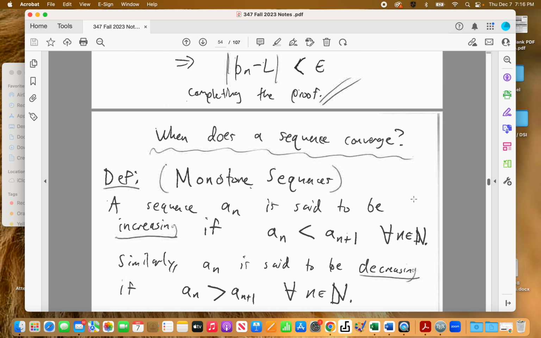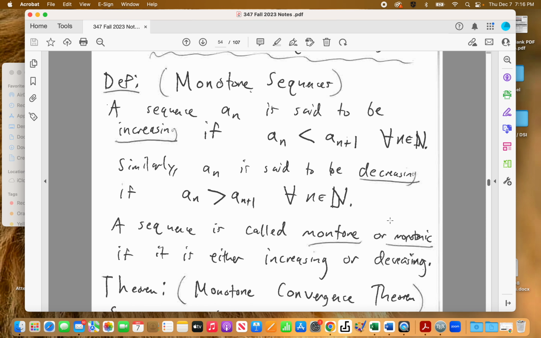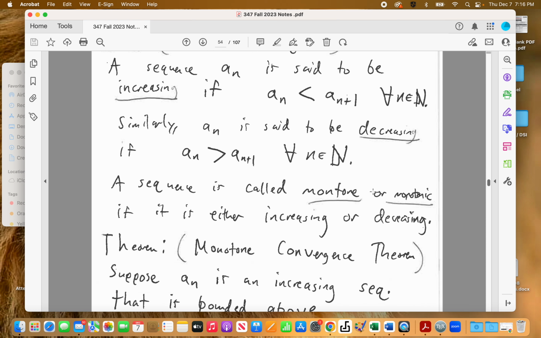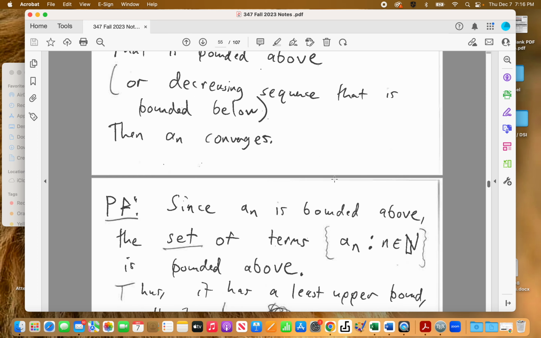Okay, let's see. When does a sequence converge? This is kind of an important thing. Monotone sequences are kind of straightforward, right? Increasing, decreasing, important definitions. Yeah, monotone convergence theorem, love it. This is a named, famous theorem. If it's an increasing sequence that's bounded above, it must converge. Yeah, this is nice.